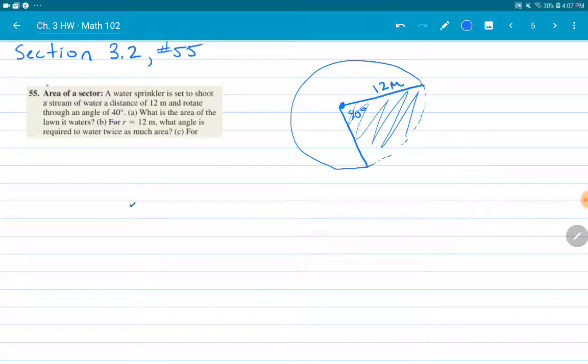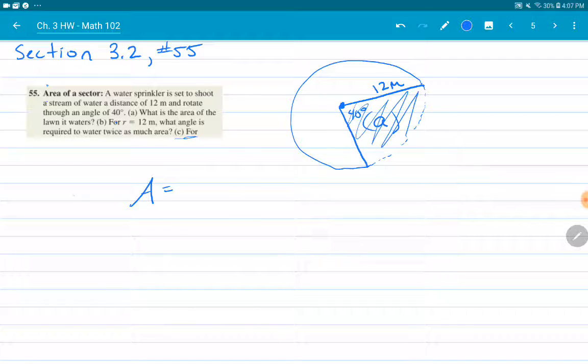So our area for a sector formula. Oh, I'm sorry, I should read the question first. What is the area of the lawn it waters? So that's our sector there. That's A. And B says for R equal 12, what angle is required to water twice as much area? Okay, so let's start with, looks like I have to go get the rest of C.